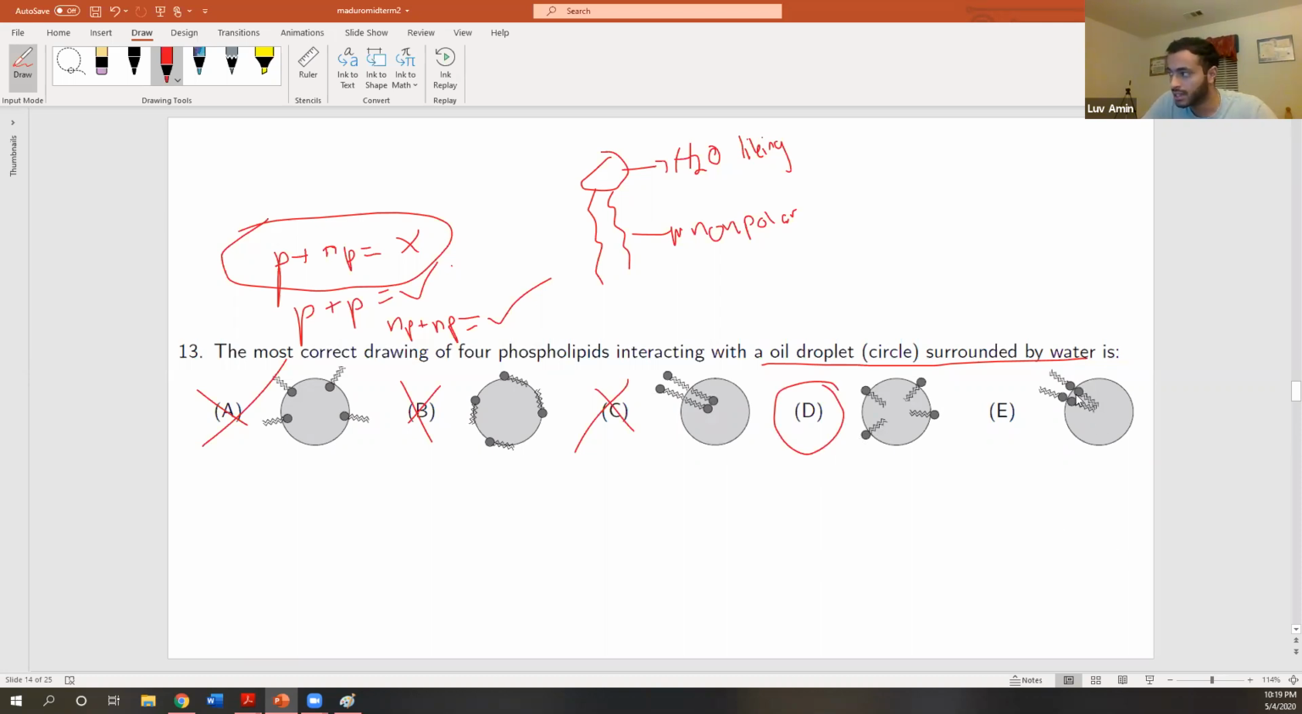E, we're seeing that we have a head interacting with the oil, and on the outside we have the tails interacting with the water. Certainly we know that's not it, so E is not right. So in our case, our answer is D.